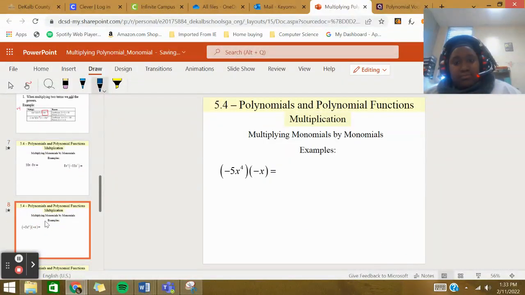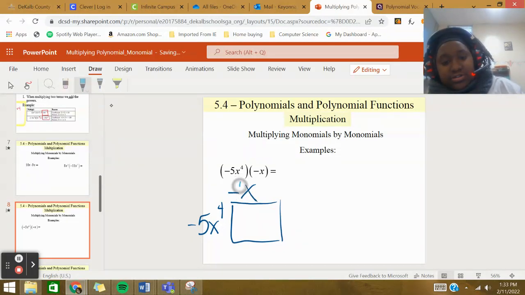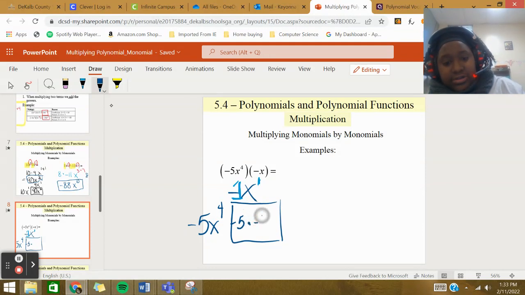This is another example, guys, and I'm actually not going to finish the entire problem and let you guys fill in the rest. So on this one, when I do the box, I have a negative 5x to the fourth, and I have a negative x. Okay. Remember, if it's nothing there, it's an understood one. So this is actually a negative 1x, and this would be to the first power, and that one's already to the fourth. In my box, I'm going to go ahead and multiply, but I want you guys to finish it. So it'll be negative 5 times a negative 1. Okay. And then I have x to the fourth plus x to the first.